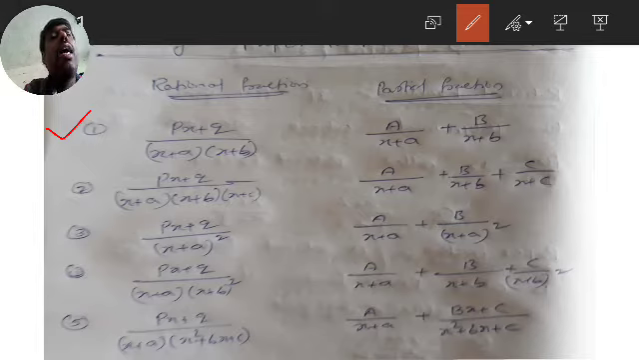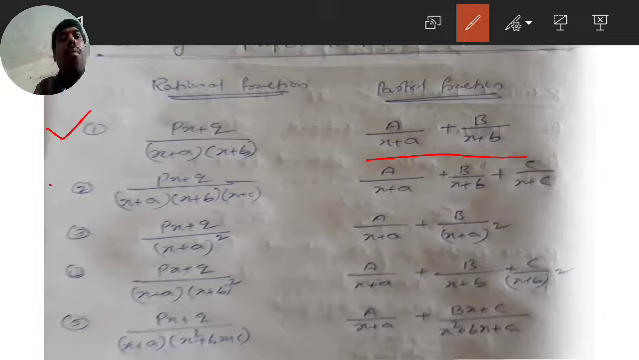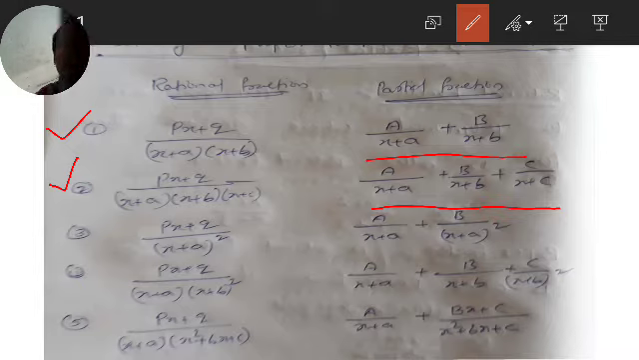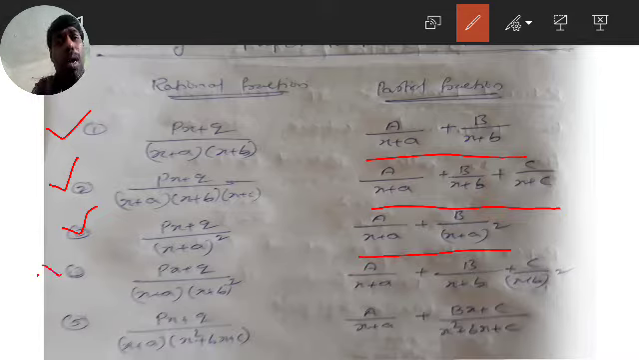(Px plus q) by (x plus a) into (x plus b). Then the partial fraction is A by (x plus a) plus B by (x plus b). (Px plus q) by (x plus a) into (x plus b) into (x plus c). Then the partial fraction is A by (x plus a), B by (x plus b), C by (x plus c). Third one, (px plus q) by (x plus a) whole square: A by (x plus a) plus B by (x plus a) whole square. (Px plus q) by (x plus a) into (x plus b) whole square: A by (x plus a) plus B by (x plus b) plus C by (x plus b) whole square.